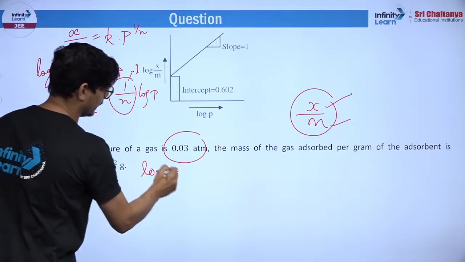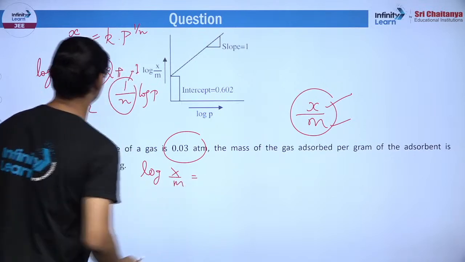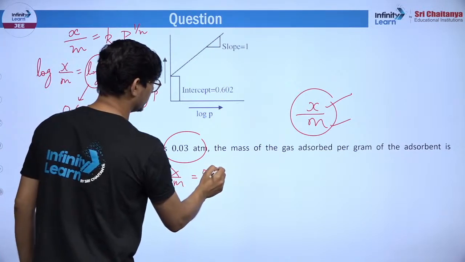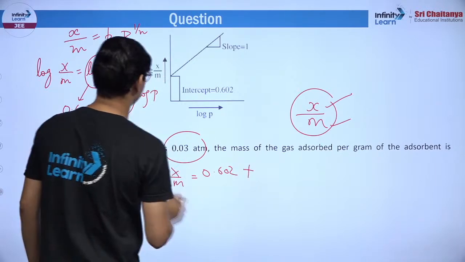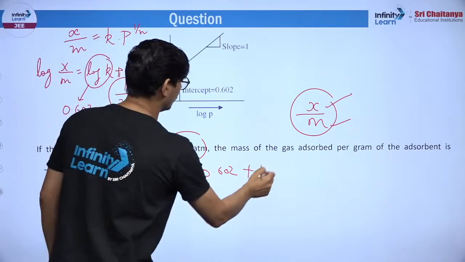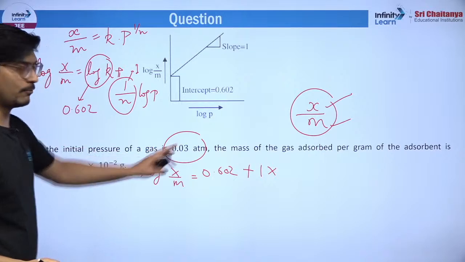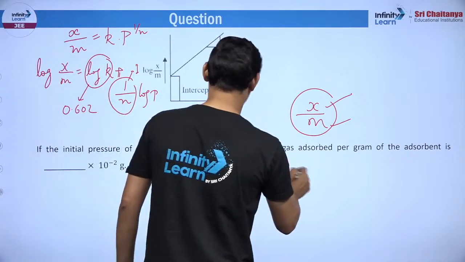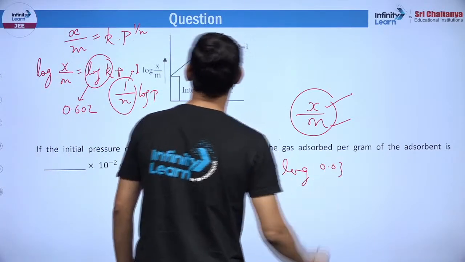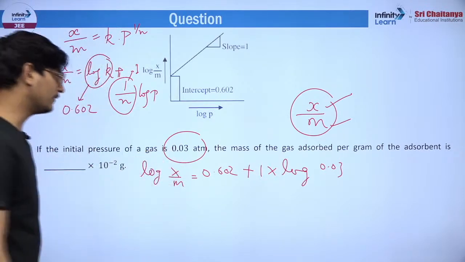log x by m is equal to log k, which is 0.602, plus slope is 1 multiplied by log p. What is the pressure? 0.03. ठीक है, so log 0.03. ठीक है, अब आप इसको सॉल्व कर सकते हैं.